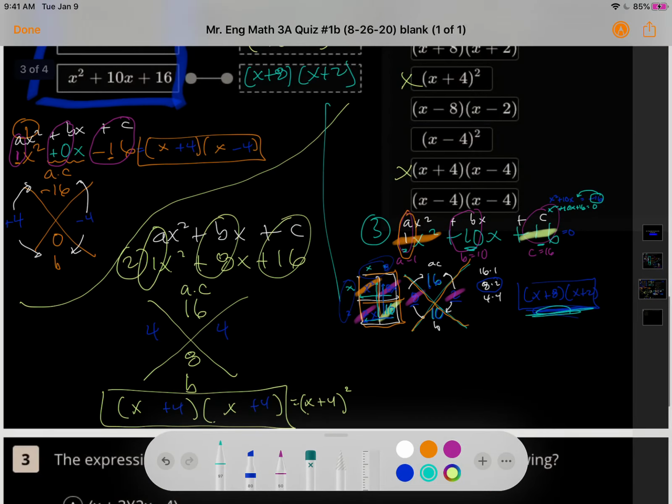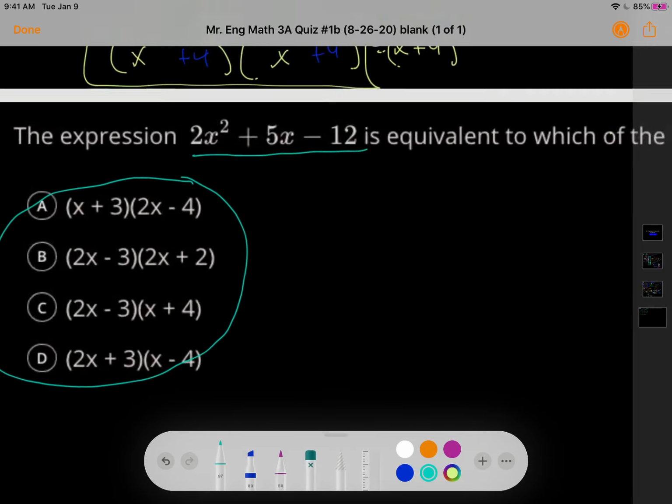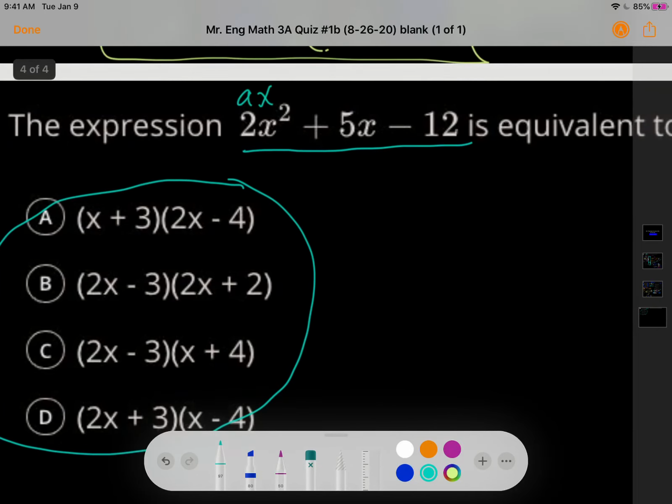All right, let's go to the last one. The expression of 2x squared plus 5x minus 12 is equivalent to which of the following? So if you'll notice, you have no parentheses, standard form, and all of these have parentheses, which is factored form. So again, we're going to identify the a, b's, and c's. Sounds so silly, but just write your a, b's, and c's right above it. A is 2, b is 5, and c is negative 12.